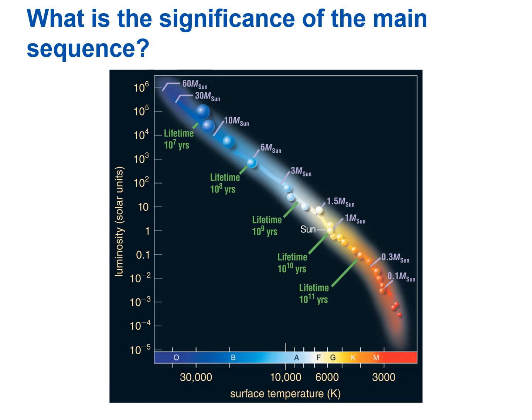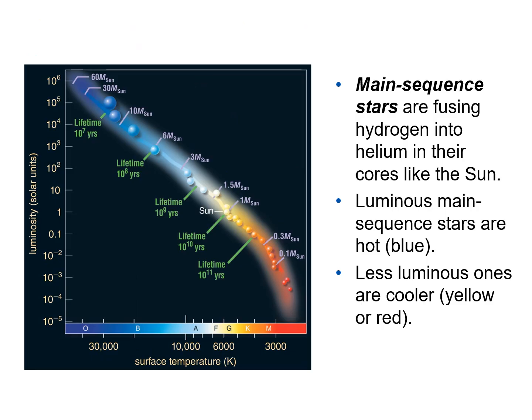And now let's get into it, the significance of the main sequence. Main sequence stars are fusing hydrogen into helium in their cores, just as the sun does. So that is going to be our important definition, our distinction. What is it about main sequence stars that makes them different from the giants, the subgiants, the white dwarfs? What is going on physically with them? And it's this: they are fusing hydrogen into helium in their cores.